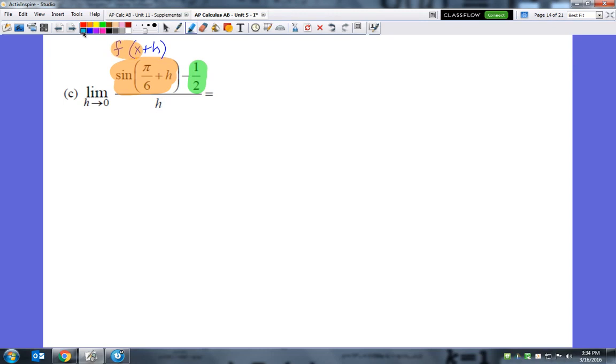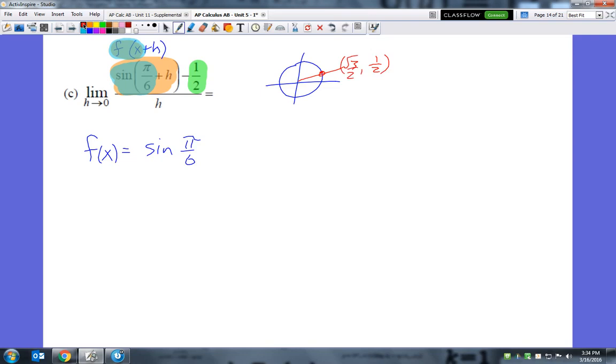So your f of x term looks like it's the sine of pi over 6. But again, I cannot put it as a constant because the sine of pi over 6, okay, real quick review with the unit circle. Sine of pi over 6 is 1/2. The sine would be a positive 1/2.